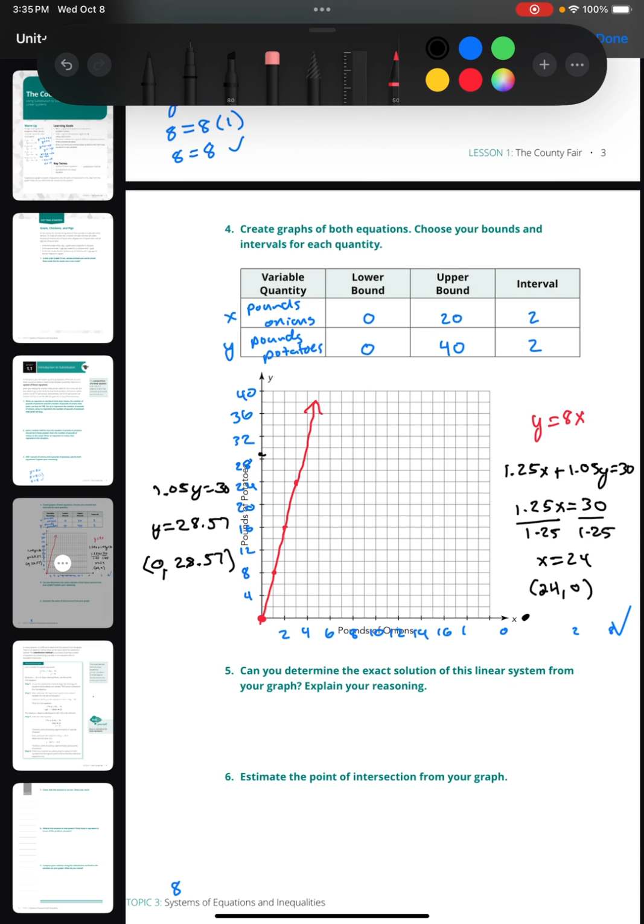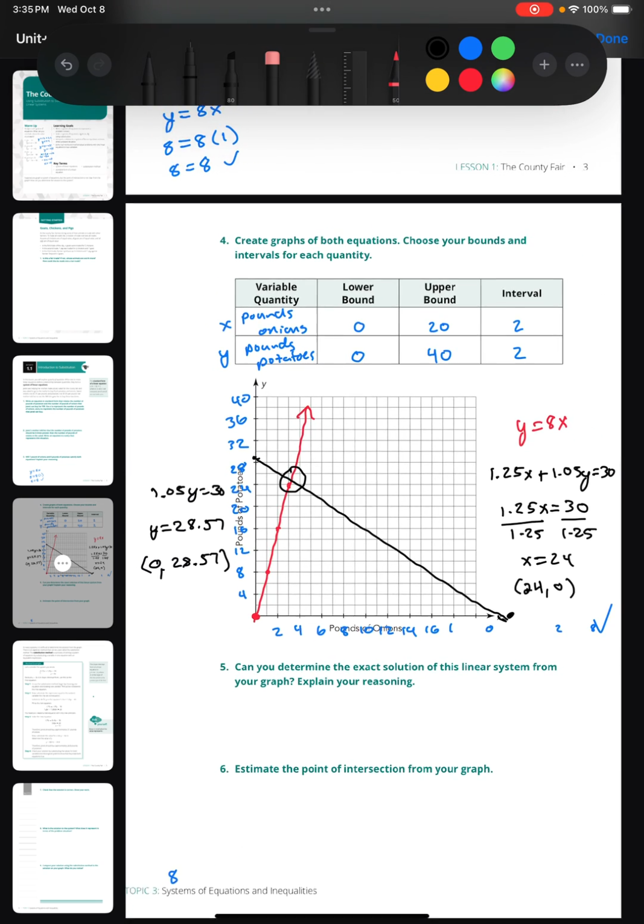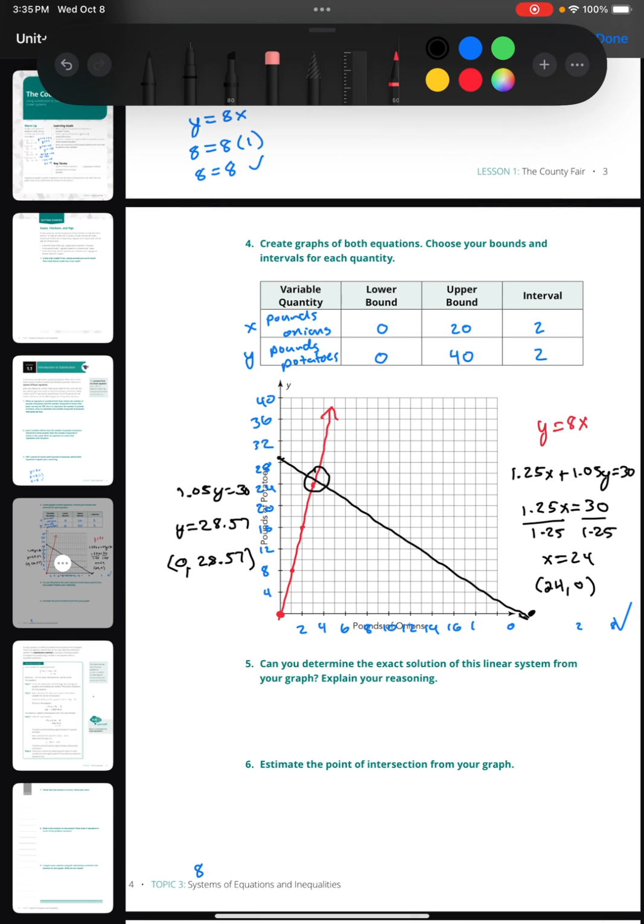And if I were to try to connect those 2 points, we're going to see that it doesn't intersect, I should say, perfectly at a grid line. So can we determine the exact solution of this linear system from graphing? And the answer there would be no. The point of intersection does not fall directly on grid lines.